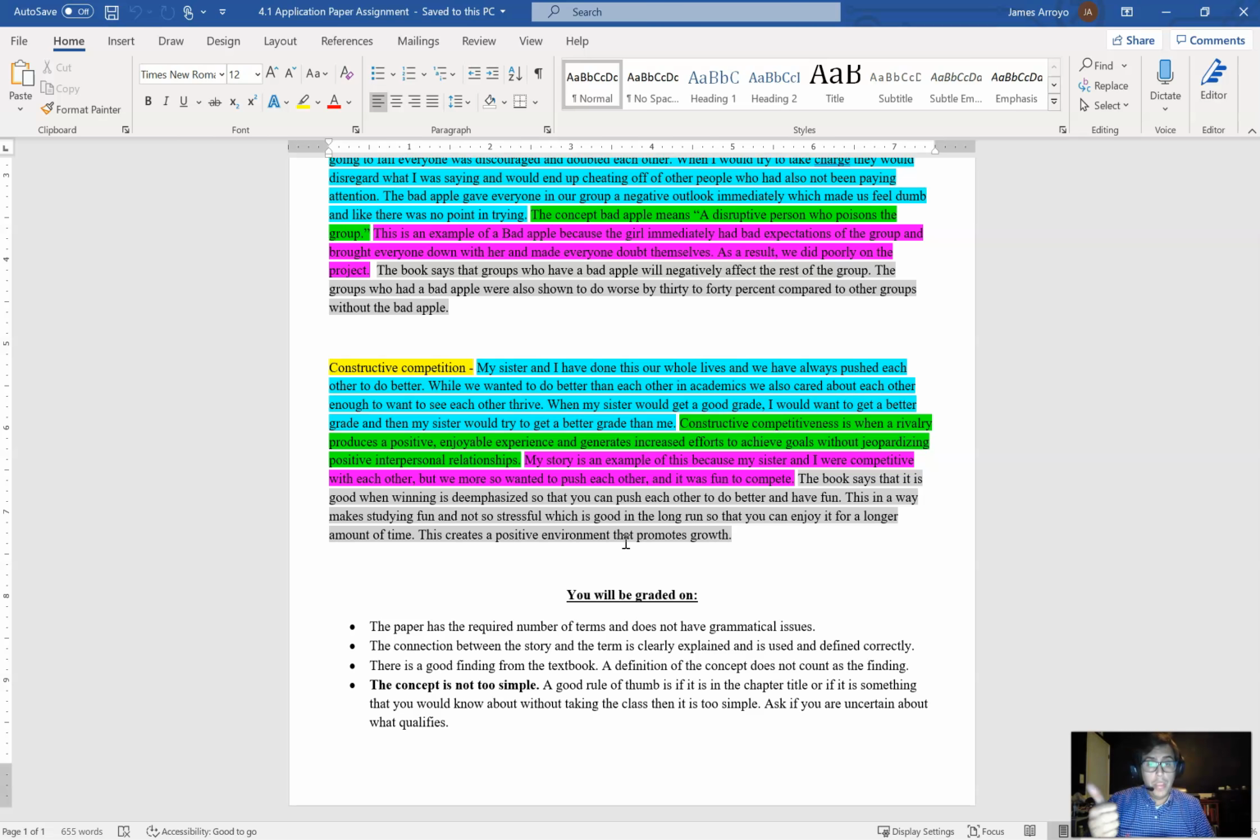So, a good rule of thumb is first, is it something that is in the chapter title? If it is in the chapter title, then it is far too simple. Also, is it something that you could reasonably assume that someone outside of the class would be able to write about? If that's the case, then it probably is too simple as well. Please ask me if you have any questions as to what qualifies.